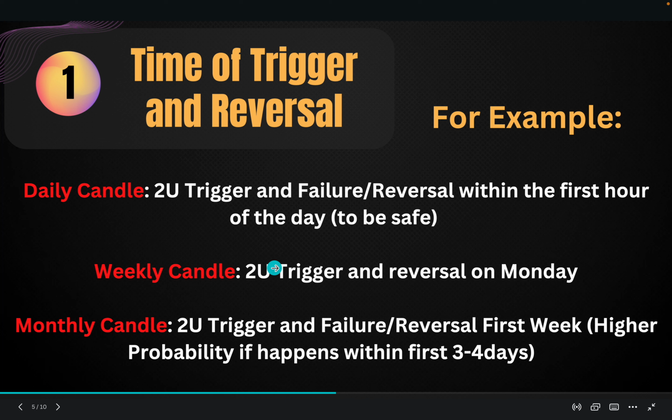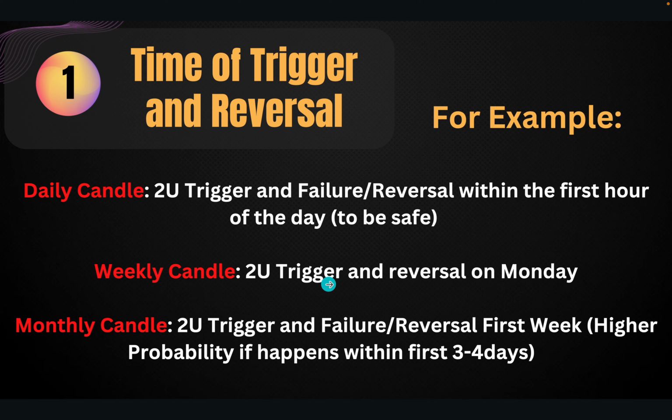On a weekly time frame, we want to see it trigger and reverse on Monday, maybe Tuesday, all right, because we still have Wednesday, Thursday, Friday to target the opposite end of the price movement. And that's on a weekly candle. On a daily candle, you want to see the trigger and failure / reversal within the first hour of the day, because you still have the rest of the day to target the opposite end of the range, right?